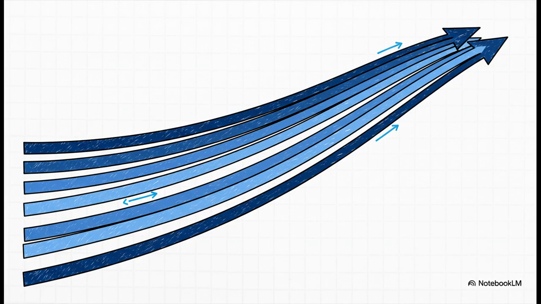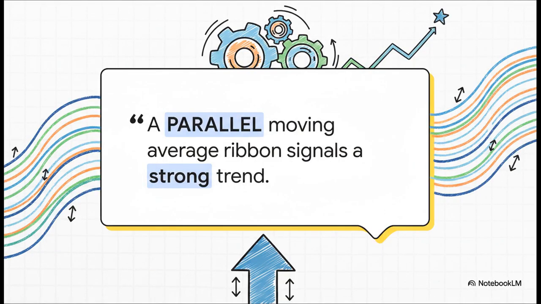And that brings us to our third and final signal, when the lines of the ribbon are all running parallel to each other. This one's my favorite because it's so clear. When all the moving averages are neatly spaced and moving in the same direction, it means they're all in agreement. This is the ribbon's way of screaming at you, hey, this trend is healthy, it's stable, and it is strong.